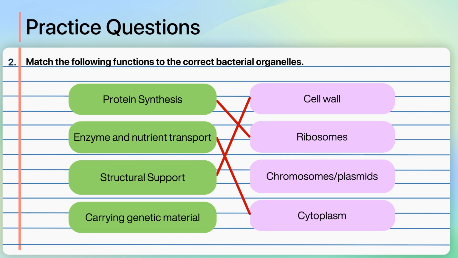Lastly, carrying genetic material is one of the functions of the DNA within the main bacterial chromosome. However, it can also sometimes be carried out in the plasmid, so we need to mention both. By understanding the roles of each organelle, you can effectively match their functions.